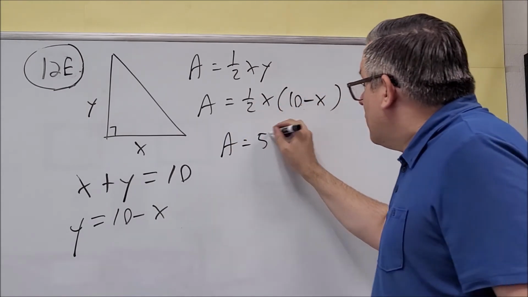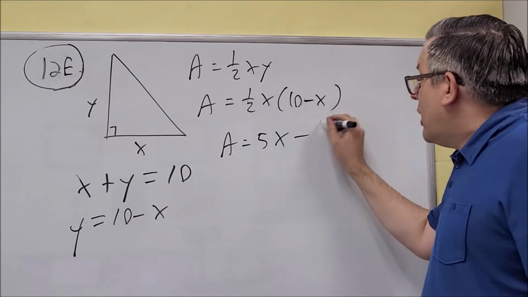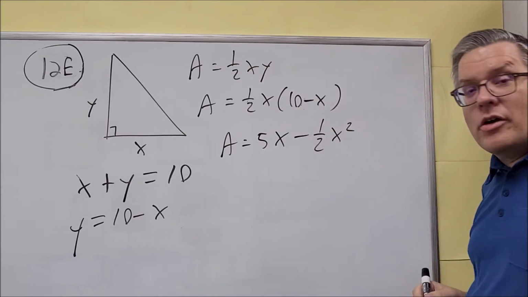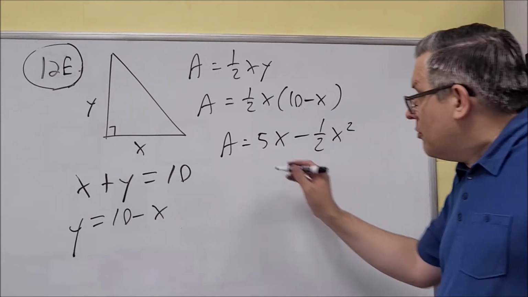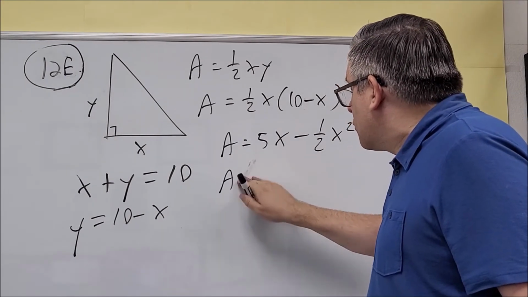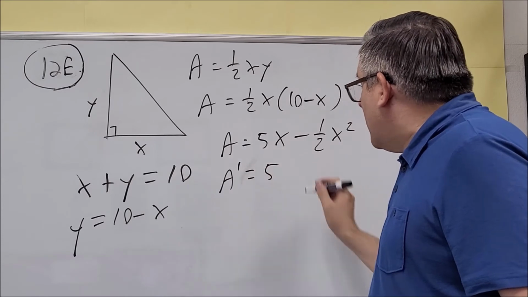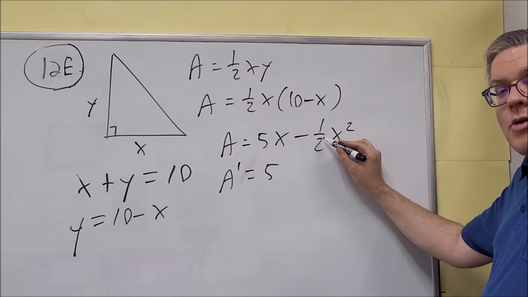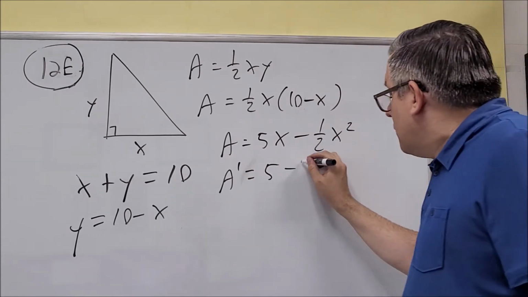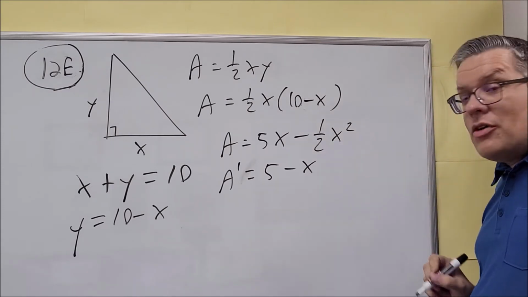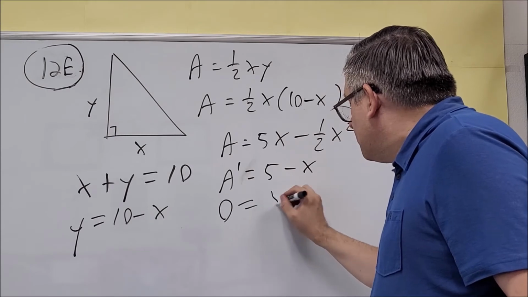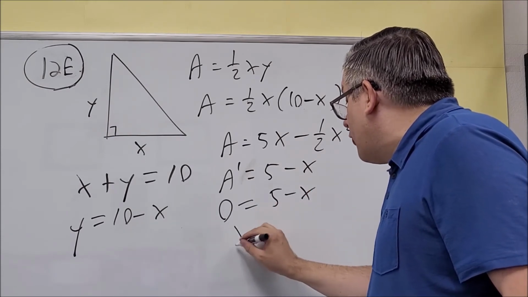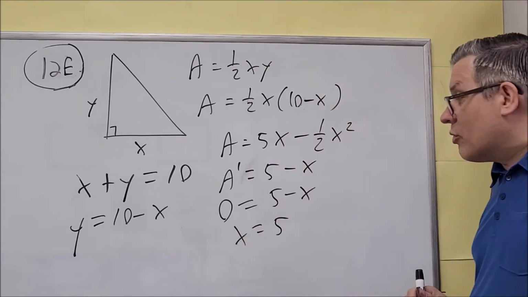1/2 x times 10 is 5x. You have minus 1/2 x squared. So now we're going to take the derivative and set it equal to 0. The derivative is going to be, on this one, 5. The 2 will come down and multiply by 1/2, that's a 1. So actually you just get 5 minus x. You're going to set it equal to 0. And if you solve, you're going to get x is equal to 5.